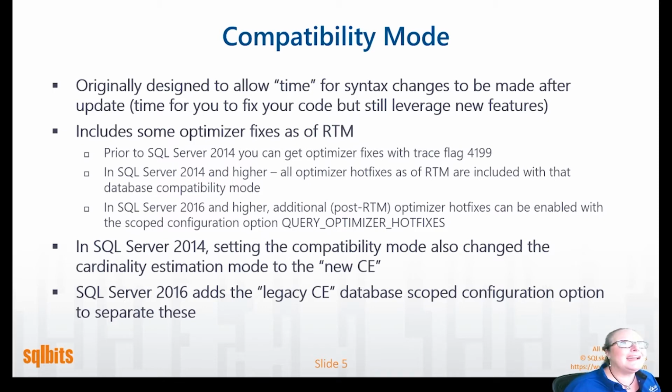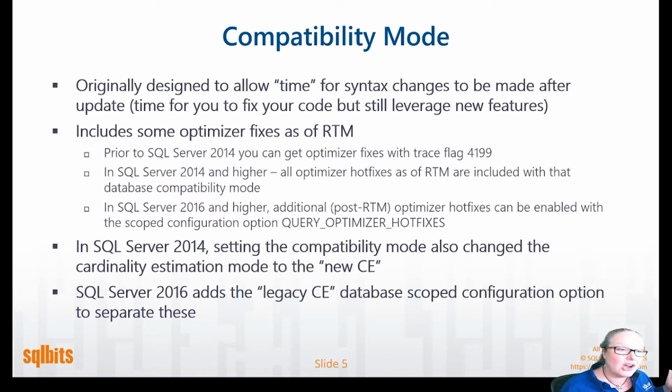In 2014 and higher, the compatibility mode includes all the optimizer hotfixes up to RTM. That's kind of interesting too, because if you're on 2019 SP2 or whatever, you do not have all the optimizer hotfixes up to SP2. You have all of the optimizer hotfixes up to RTM. And if you want all of the optimizer hotfixes up to SP2, then you can also use the query optimizer hotfixes scoped database configuration. So this is a little bit confusing.